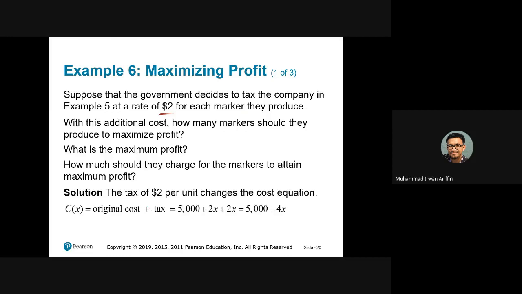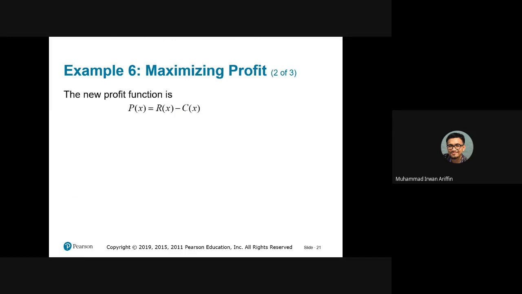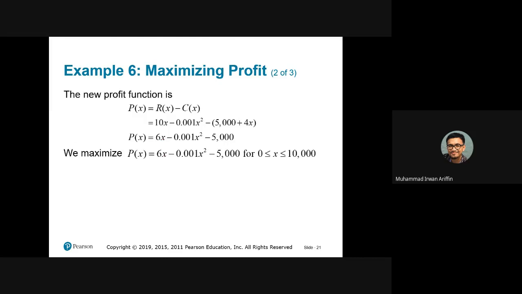So to our original cost we need to simply add the new tax. So 5,000 plus 2x plus 2x, and this gives us 5,000 plus 4x. So now the new profit function would be 10,000x minus 0.001x squared, our original revenue function, minus the new cost function, which is 5,000 plus 4x. So instead of 8x, we have 6x, right? 10x minus 4x, we have 6x, while all the others remain the same. So this is the profit function that we want to maximize.